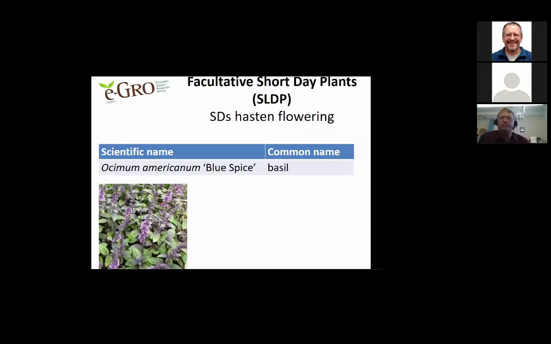And I was able to find only one example of our common veggies and herbs that fall into the facultative short day plant response. So in this case, short days hasten flowering, but they're not required for flowering. And apparently the particular species of basil, Ocimum americanum, and then in particular cultivar Blue Spice, which has these nice shiny glossy leaves and beautiful blue or white flowers, apparently it is the short days that hasten flowering but are not required for flowering.